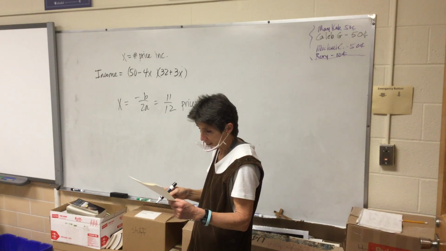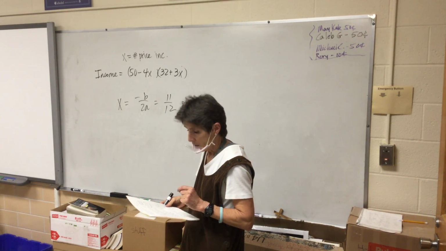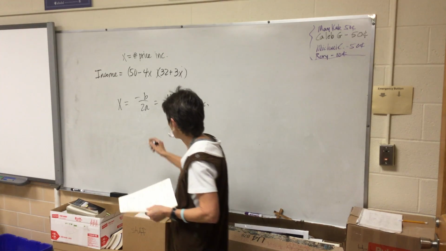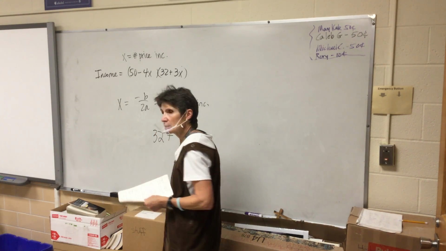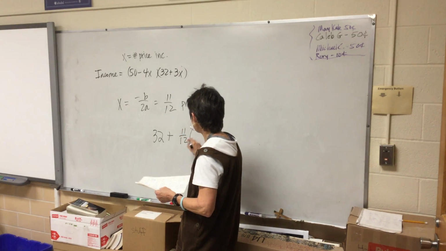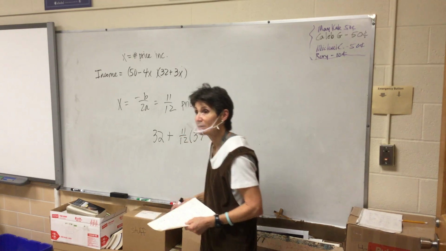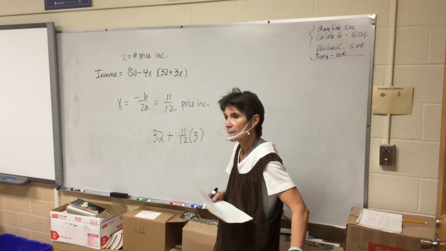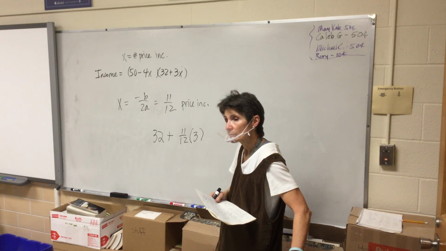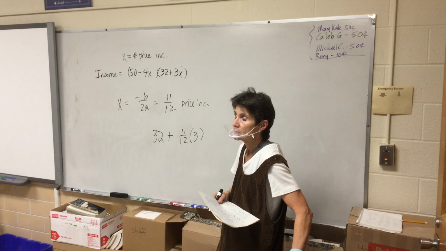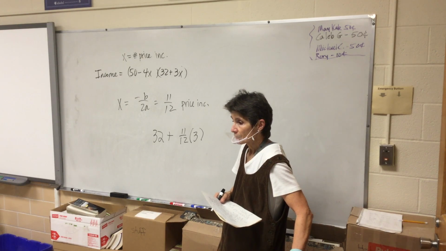All right, so the question says, what price should I charge? Well, what price am I charging right now? $32. So I'm going to add to that 11 twelfths increases, and every increase is worth $3. So that's the price that I should charge. Round it off to the nearest cent. All right. Who else?